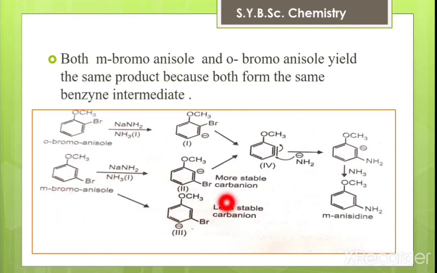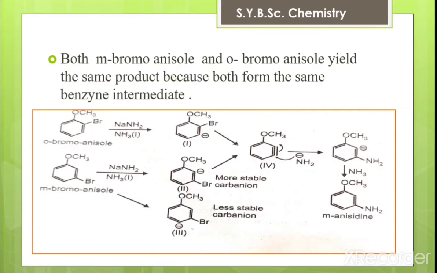This is less stable and this is more stable. Why is this more stable? Because it is stabilized by the OCH3, that means the electron withdrawing group by the inductive effect. Therefore this is more stable as compared to the third. And finally we get the fourth structure, that means the benzyne intermediate. Now NH2 minus will attack at this position, and a negative charge develops here. In the next step, on treatment with NH3 it will abstract this proton and we get m-anisidine.